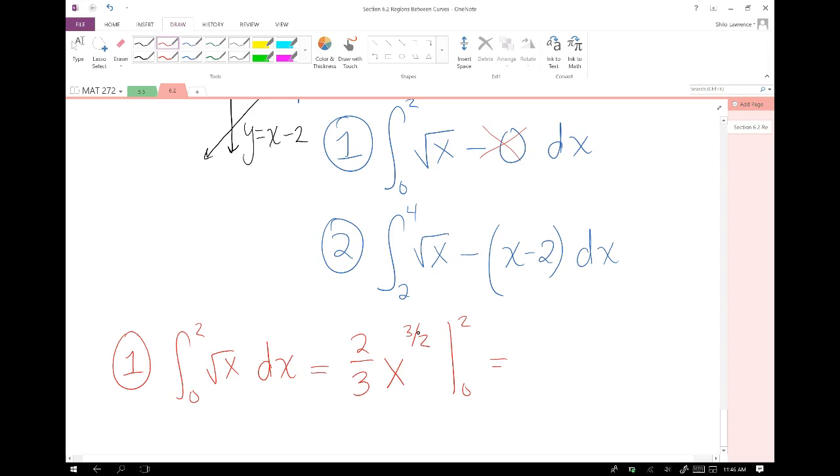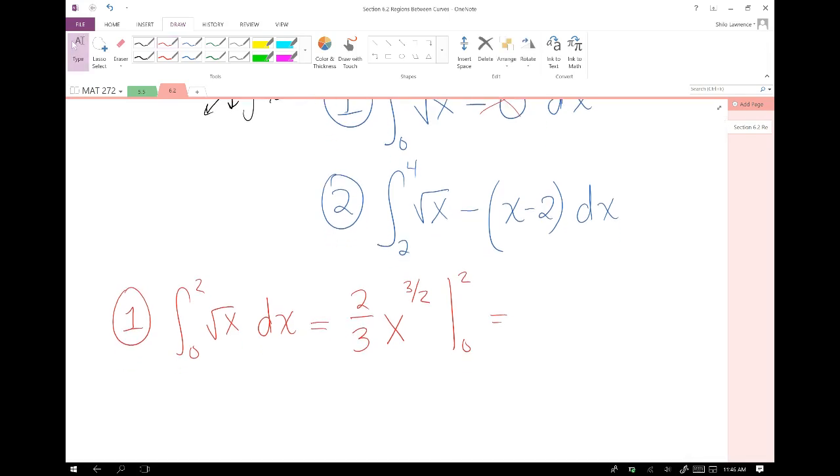Don't change these to a decimal. Don't just type this into the calculator. We want an exact answer. We're going to be having problems similar to this in MyLabs Plus, and almost always MyLabs Plus is going to want an exact answer. So this is 2/3 times the square root of 8. And then if we plug in 0, we just get 0.